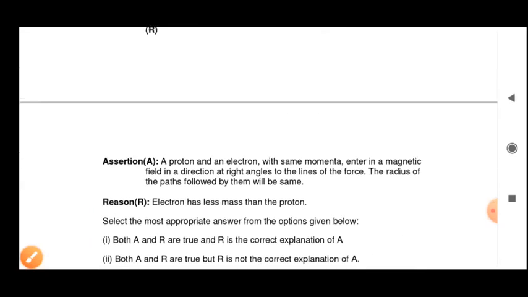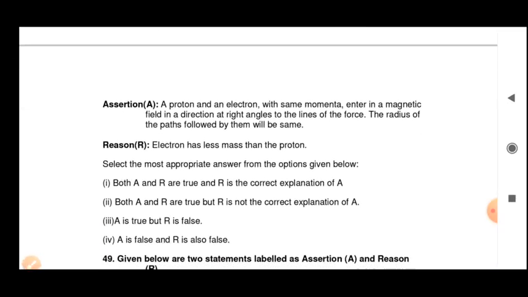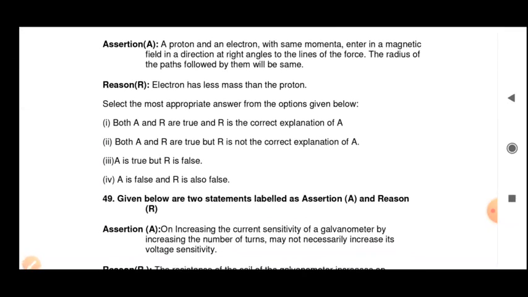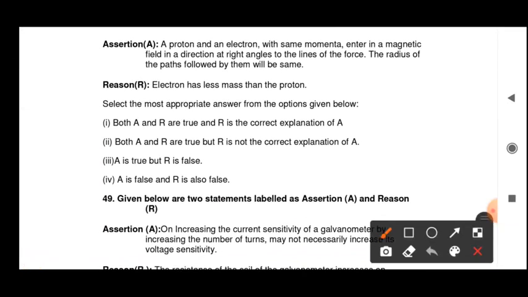The last assertion reasoning problem, let's see question 48. A proton and an electron with the same momenta enter a magnetic field in a direction at right angle to the lines of force. So the radius of the path followed by them will be the same. The reason is that the electron has less mass than the proton.